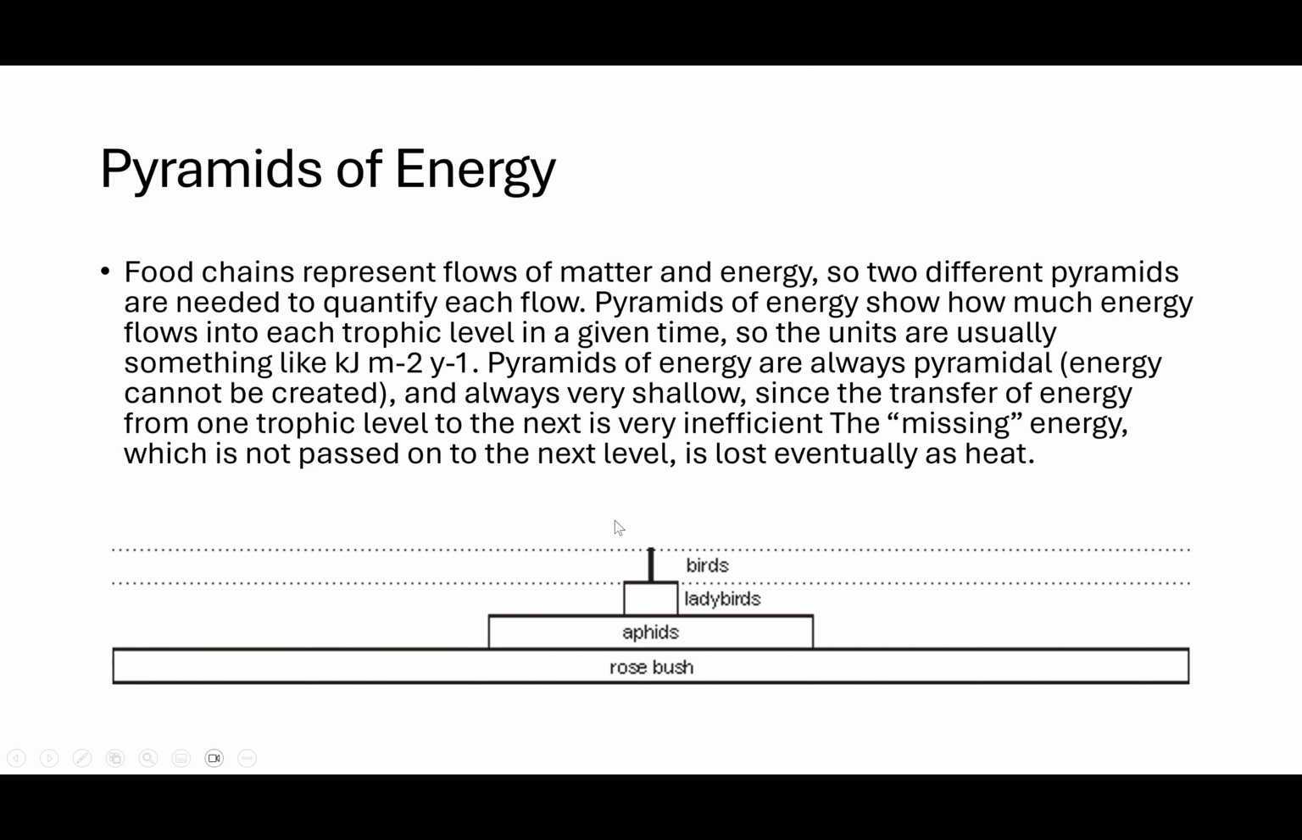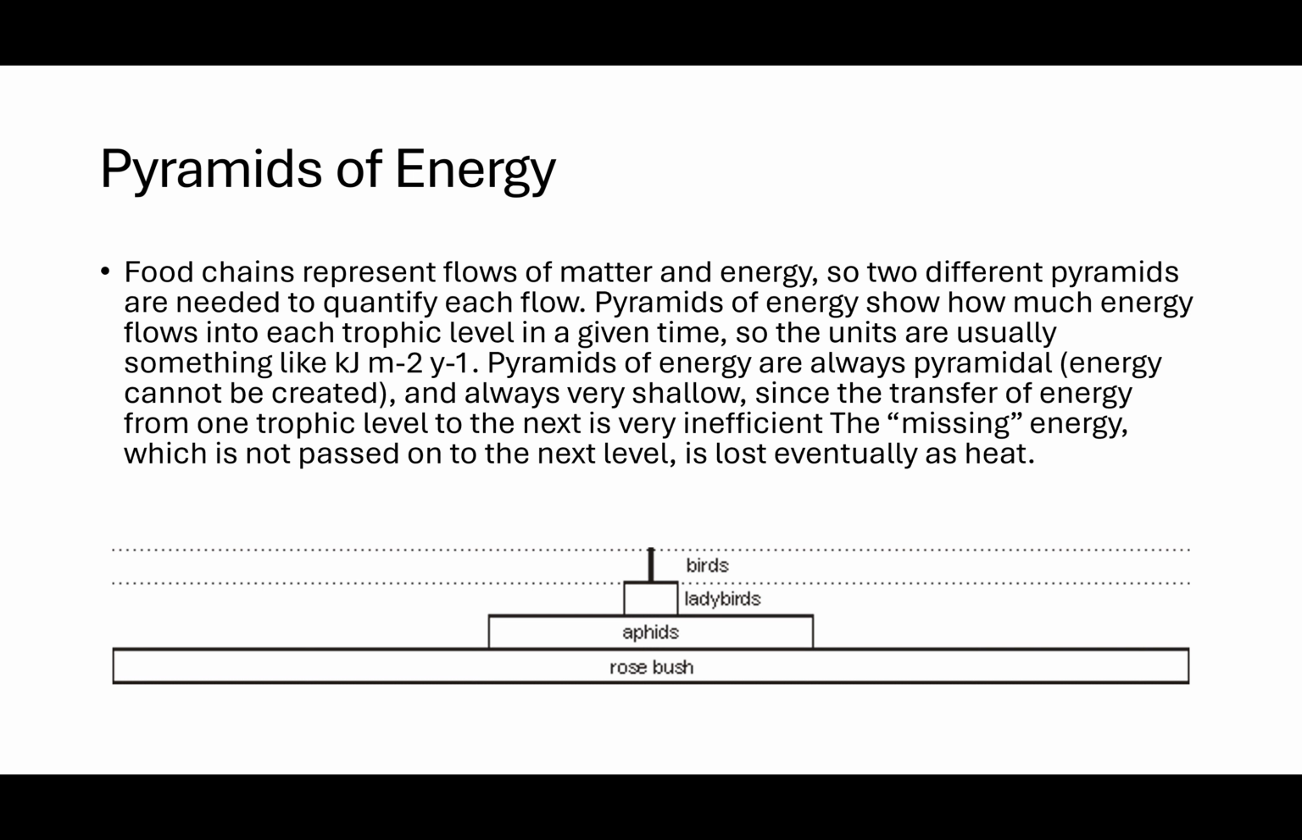So within this ecosystem now, we know that the rose will have 100% of the energy from the sun. Only 10% will go onto the aphids. Only 10% of that will go onto the ladybugs. And only 10% of that will go onto the birds. So this is how the pyramid of energy will always look, because we know how much energy is always transferred.